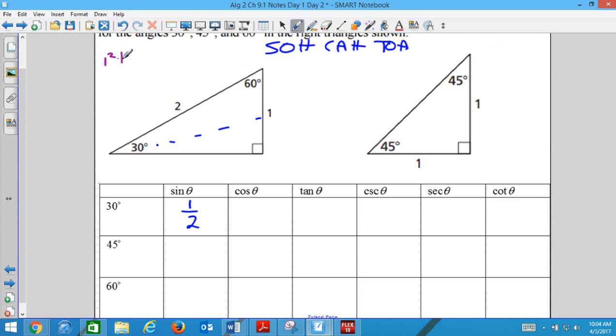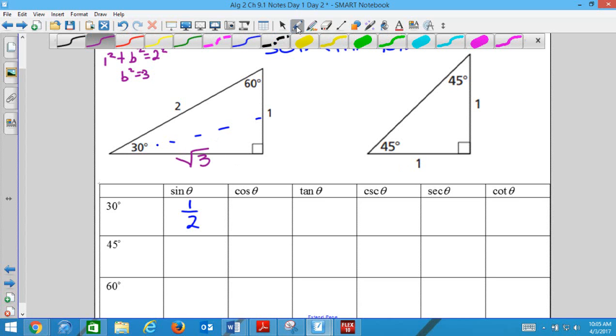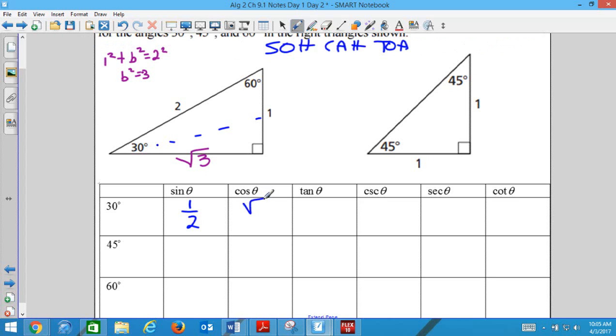1 squared plus b squared equals 2 squared. B squared equals 3. So that's the square root of 3. Now we can kind of memorize that this triangle has a square root of 3. The other two sides are 1, then 2, then square root 3. 1, 2, square root 3. Cosine is square root 3 over 2.